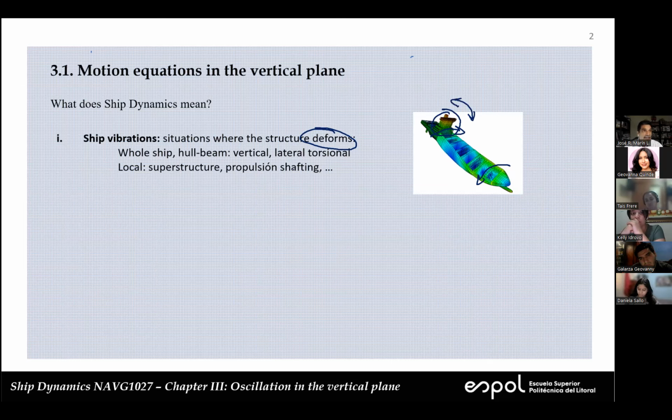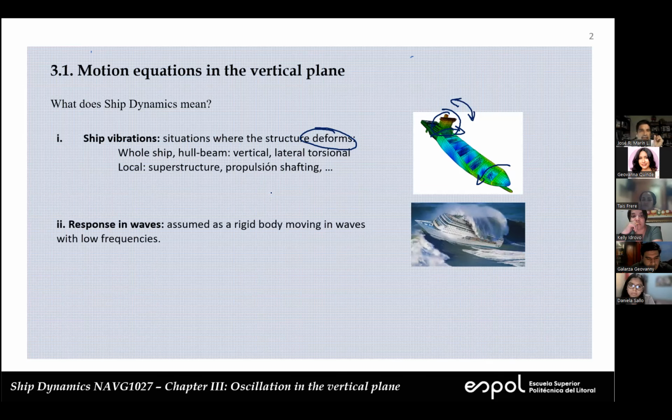And also the propulsion shafting. It's typical. Could be torsional, lateral, longitudinal. But in all of these cases, there is some deformation. And usually frequencies are medium or high in general. Very, very large ships, in those cases, these natural frequencies are low. But in general, we expect them to be not that low. So that's the first thing that we can understand if we say ship dynamics in general.